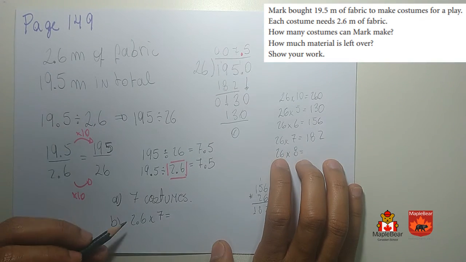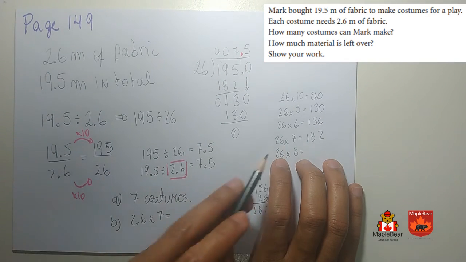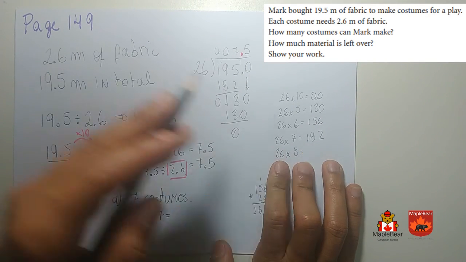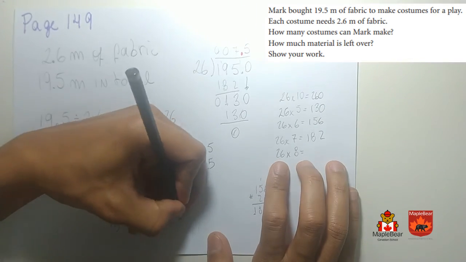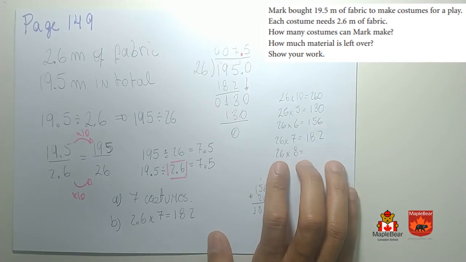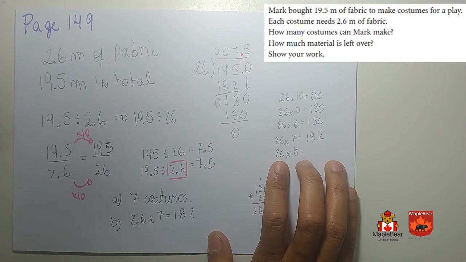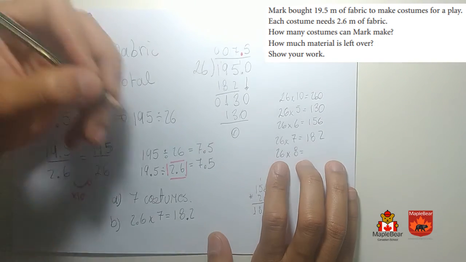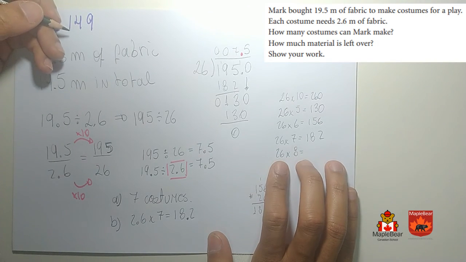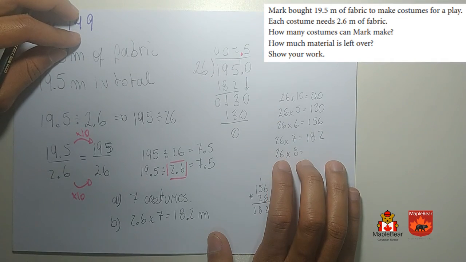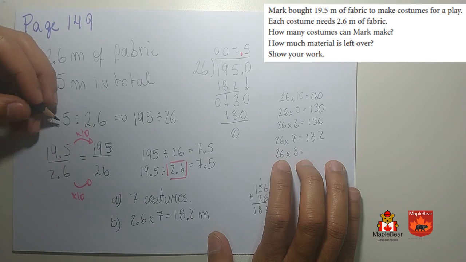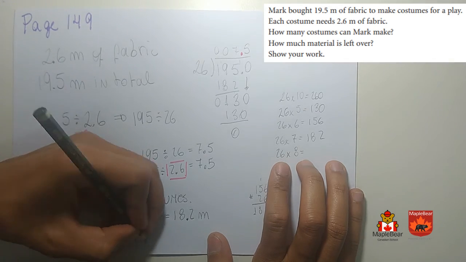If I know that 26 times 7 is equal to 182, I know that 2.6 times 7 will be something similar to that because the process is the same. But what am I going to change here? Only my decimal point. So 18.2. Okay? So if I'm going to use 18.2 meters for 7 costumes, how much is going to be left from the 19.5?